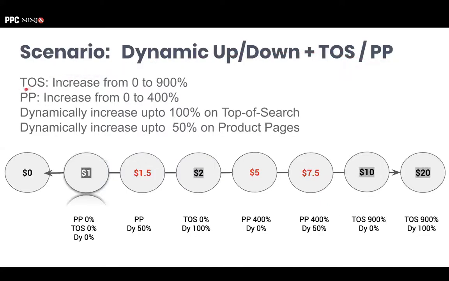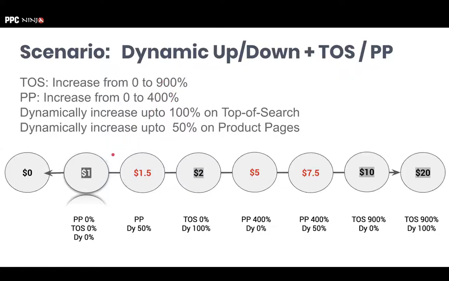So for the top of search, I'm going to say between 0 to 900, and for product pages, all the way up to 400. For the dynamic up, we will go up to 100% on top of search. And for the dynamic up for product pages, we'll go up to 50%. So these two are already baked into the bidding strategy, whereas these two, the top of search and product page placement, we can obviously change these numbers. Amazon allows us the ability to change these percentages.